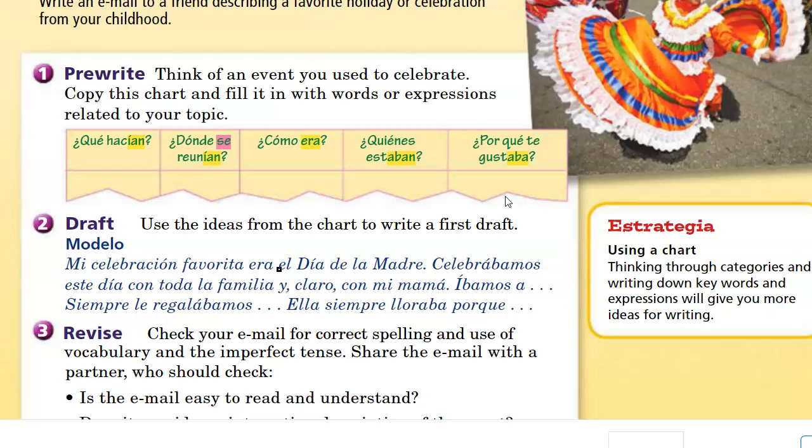Me gustaba la Navidad porque yo recibía muchos regalos. Right? Recibir is the verb to receive or get. Me gustaba el día de la independencia porque era muy, muy divertido y comíamos mucho. So you can even combine a little bit of some of your previous responses to share why this holiday was your favorite as a kid.